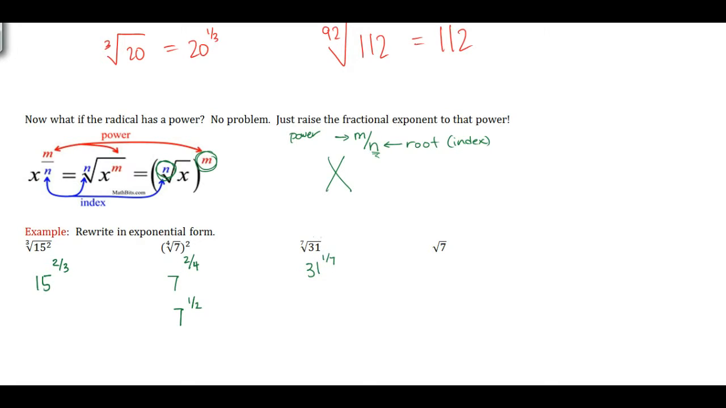And I'm done, because notice the power is 1 here. There's no real power, so we're just going to put a 1 there. And power to the 1/7. Or right here, ooh, look, the index is missing, the one we're all used to. And just kind of coming back and seeing if it scares you. 7 to the 1/2 power. And that's us writing radicals as exponents.